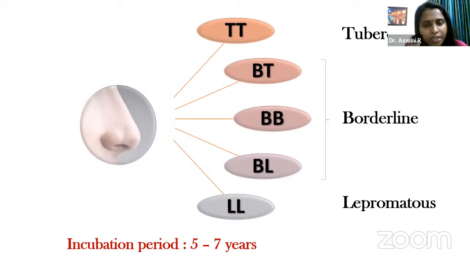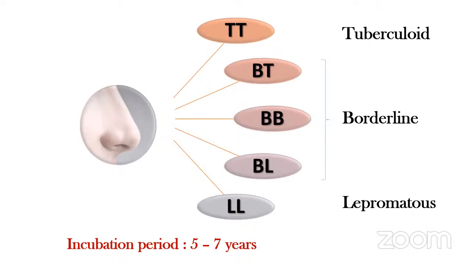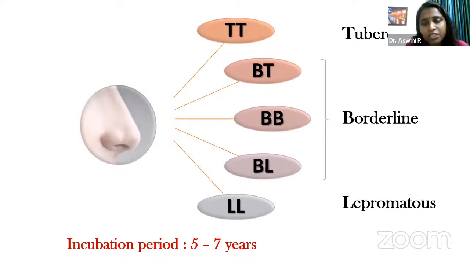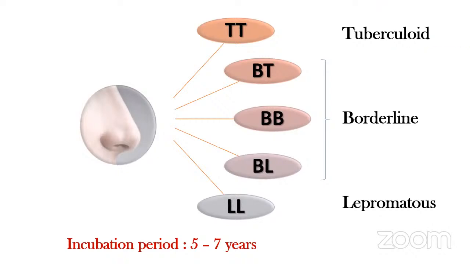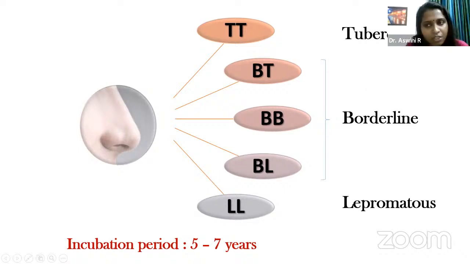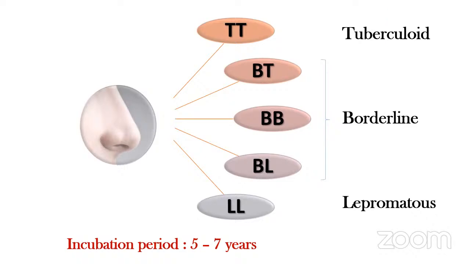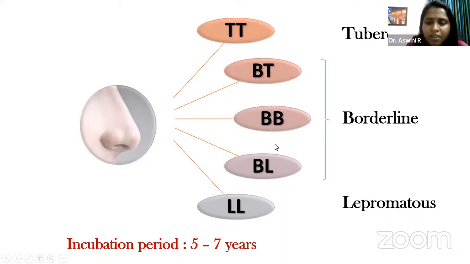leprae. And if he gets the disease, what kind of disease he gets again depends on the specific cell-mediated immunity. If that person is having a very good CMI, he gets a tuberculoid kind of leprosy. If the immunity is low or nil, he gets a lepromatous kind of leprosy. And tuberculoid as well as lepromatous leprosy on either side are supposed to be immunologically stable. Whereas the people who have an immunity in between, they develop something called borderline leprosy and they have a fluctuating immunity.